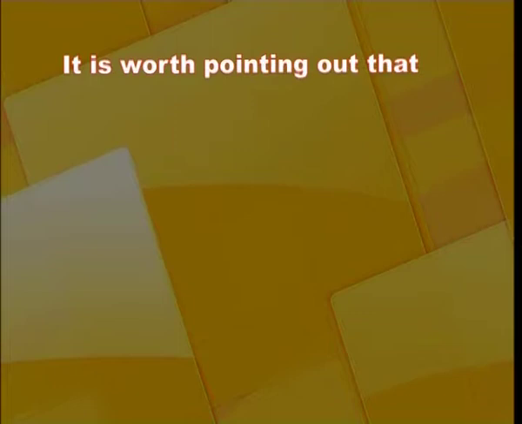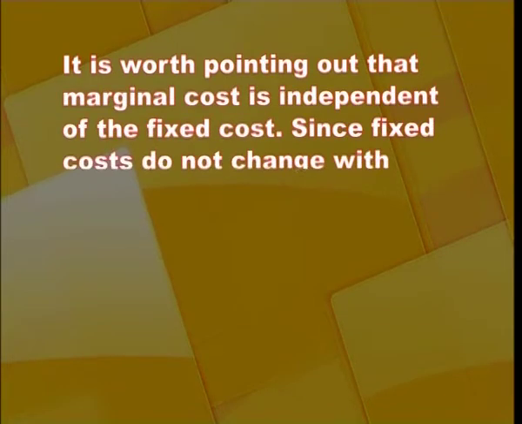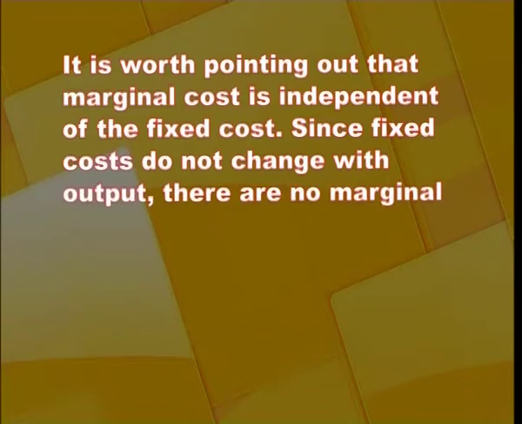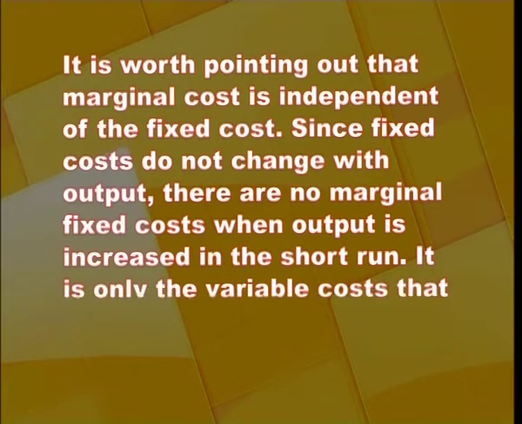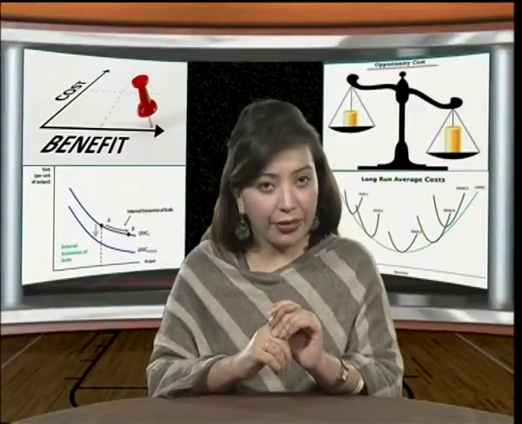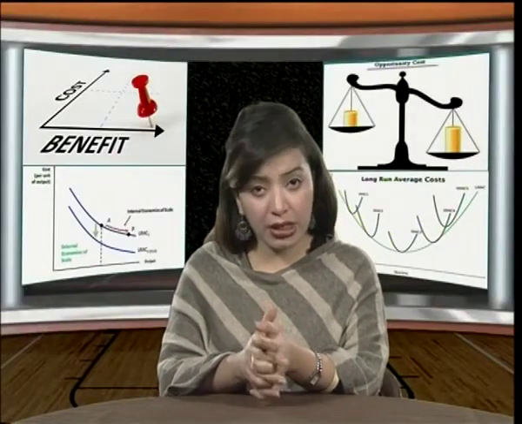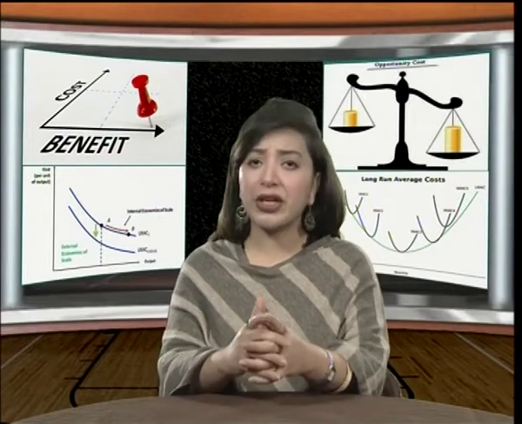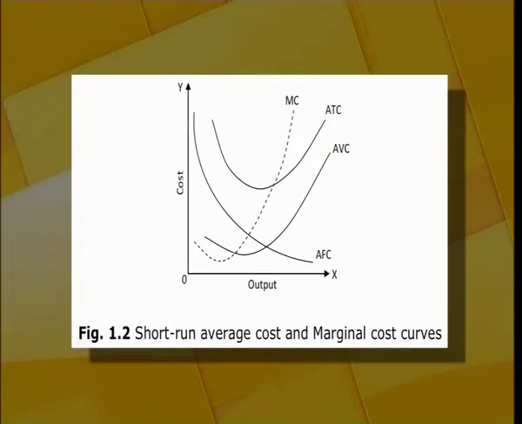It is worth pointing out that marginal cost is independent of the fixed cost. Since fixed costs do not change with the output, there are no marginal fixed costs when output is increased in the short run. It is only the variable costs that vary with output in the short run. Therefore, the marginal costs are in fact due to the changes in the variable cost, and whatever the amount of fixed cost, the marginal cost is unaffected by it. Figure 1.2 gives the short run average cost and marginal cost curves.